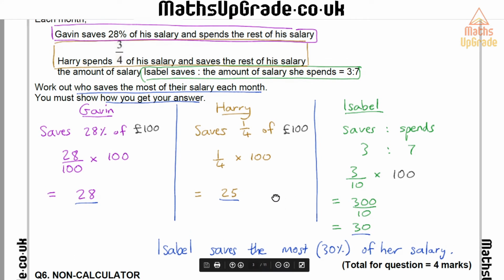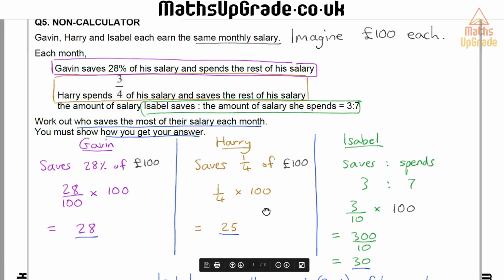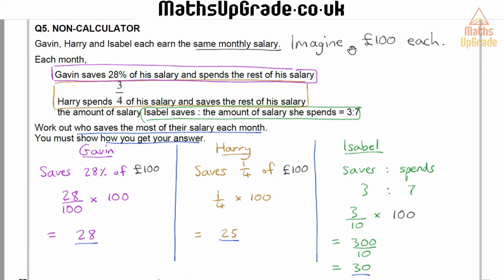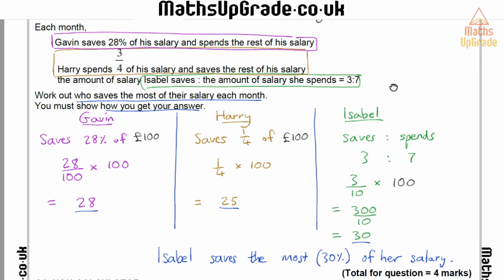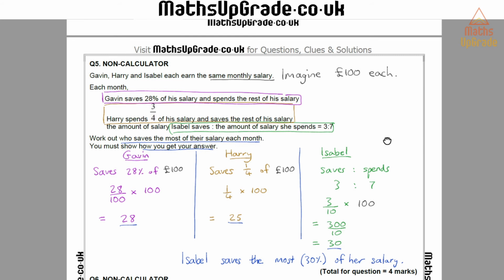The whole question there was worth 4 marks. Notice I just put in an imaginary value here. This really makes the question much easier to understand. You don't have to do it this way, but this is how I tend to do it to make things easier. So that was 4 marks for that question.